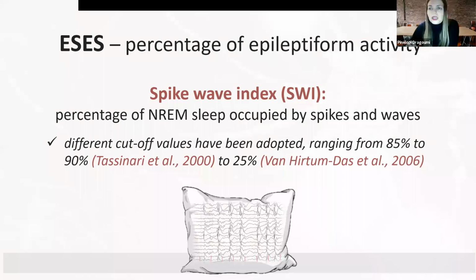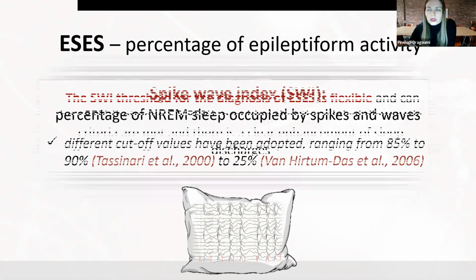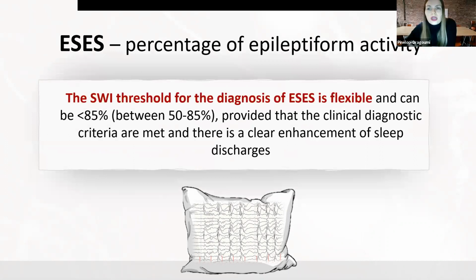It was thought, when it was originally described, that we need to have a percentage of over 85 percent of the non-REM sleep duration covered with these discharges, but now the spike and wave index threshold for the diagnosis of SWAS has been more flexible, and it can even be up to 50 or 70% of the non-REM sleep duration covered with discharges, if we have a clear enhancement of sleep discharges and if we have the clinical characteristics of cognitive deterioration.